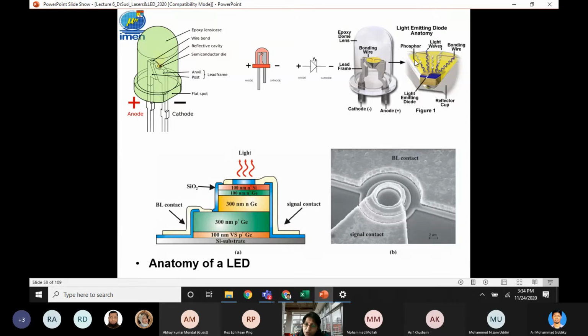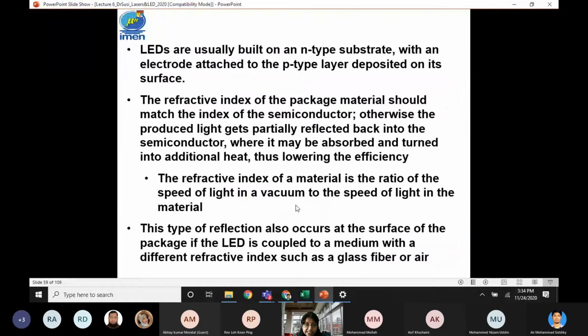So we need to choose the correct material so that when light escapes out from the semiconductor, it does not get reflected back as heat. So the selection of material inside the dome is important. As you know, the refractive index of the packaged material should match the index of the semiconductor, otherwise light gets partially reflected back, or it may be absorbed and turned into heat, thus lowering the efficiency.